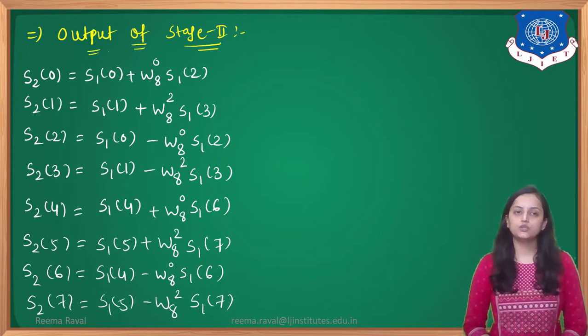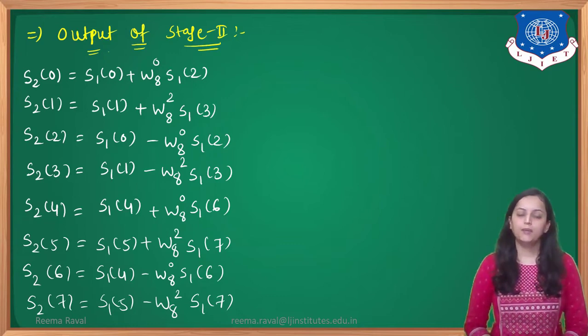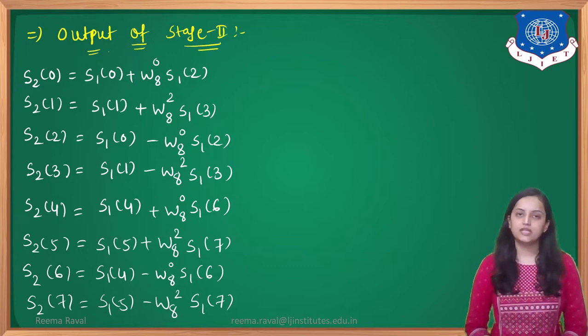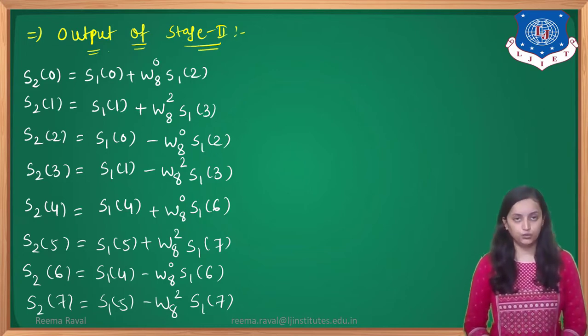S2 of 2 equals S1 of 0 minus W80 S1 of 2. S2 of 3 equals S1 of 1 minus W82 S1 of 3. S2 of 4 equals S1 of 4 plus W80 S1 of 6. S2 of 5 equals S1 of 5 plus W82 S1 of 7. S2 of 6 equals S1 of 4 minus W80 S1 of 6. And S2 of 7 equals S1 of 5 minus W82 S1 of 7. So this is how you can calculate the output of stage 2.